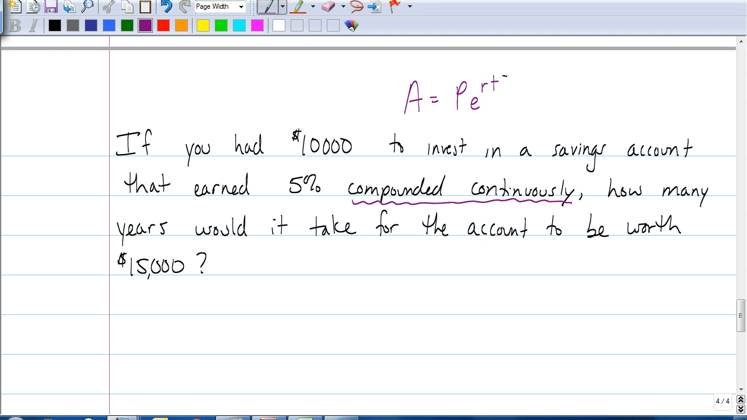So let's read this one. It says, if you had $10,000 to invest in a savings account that earned 5% compounded continuously, how many years would it take for the account to be worth $15,000? So in this scenario, we know our principal is $10,000. So our 10,000 is going to be our value for P. Our 15,000 is what we want to earn, so that's going to be your total amount.